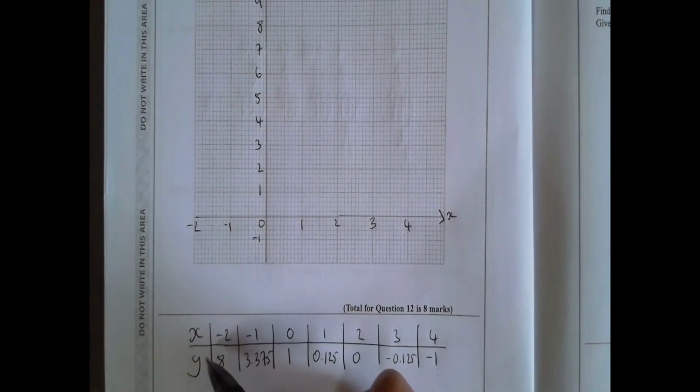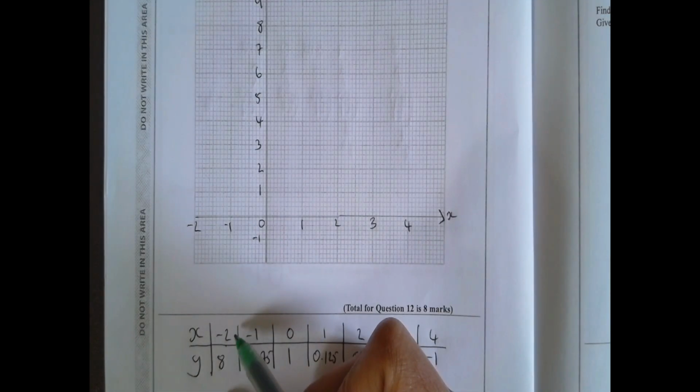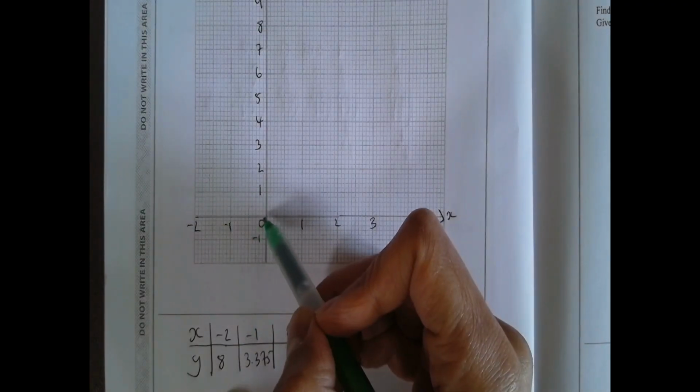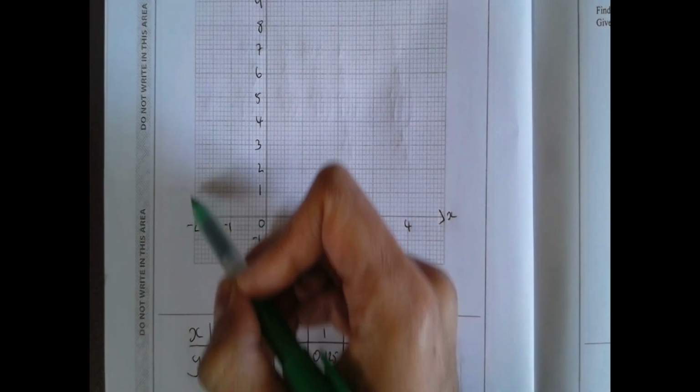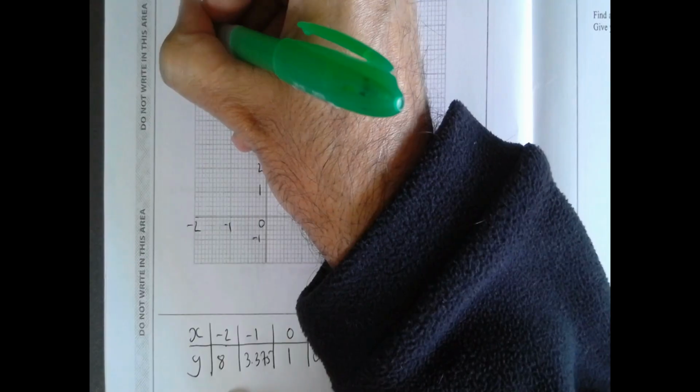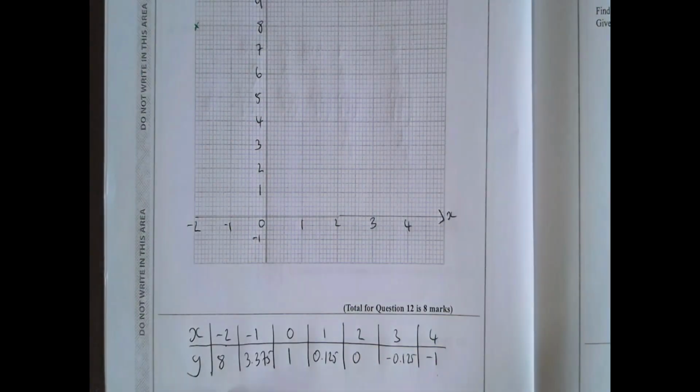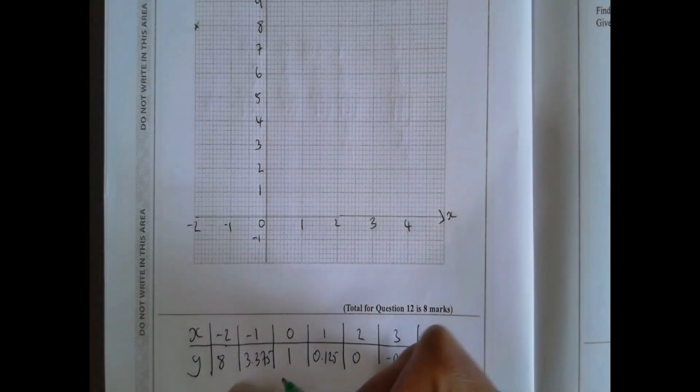Okay, so I'm now going to plot my points. You should use a pencil for this. I'm using a pen just so you can see exactly what I'm doing, because it might not come up on the screen. So I've got x is -2, y is 8. So I'm going to have the coordinates -2, 8, which means I've got a point that's going to go up here. And just be as accurate as you can when you're plotting these.